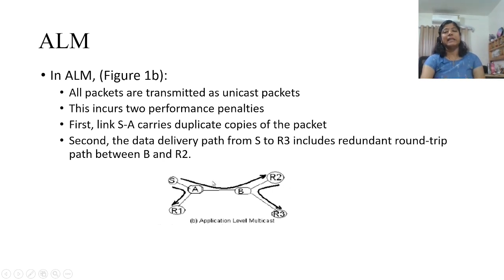Now in this ALM, all packets are transmitted as unicast packets and it incurs two performance penalties. Firstly, the link SA carries duplicate copies of the packets. Second, the data delivery path from S to R3 will include a redundant round trip between B and R2.